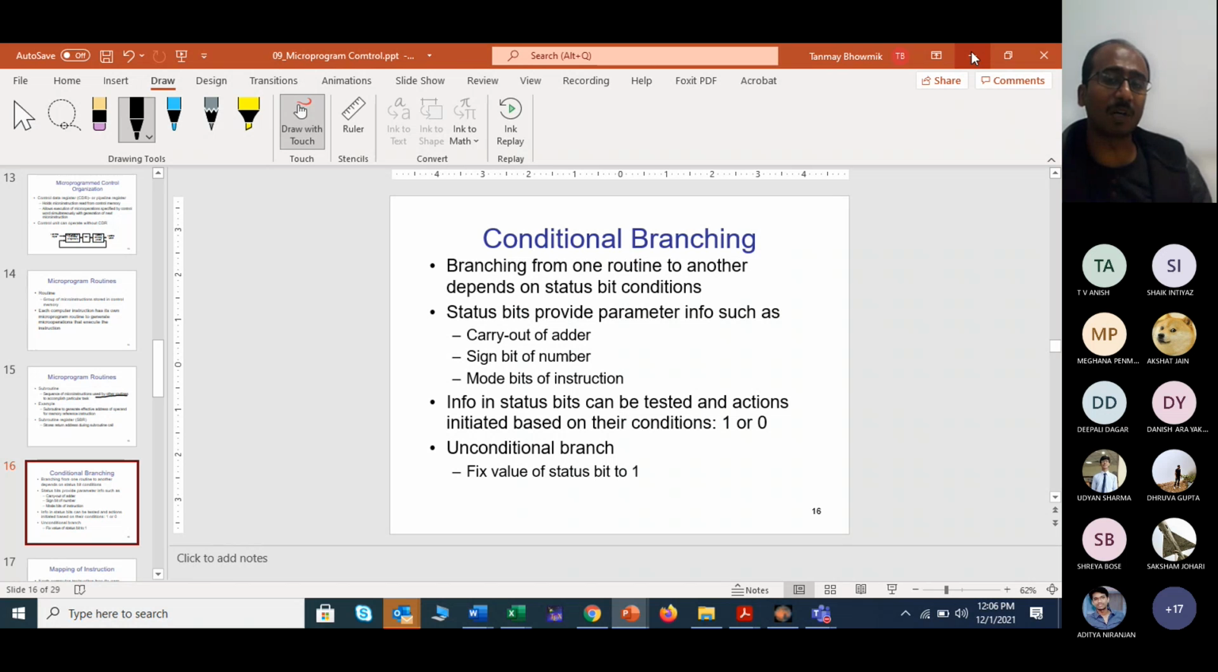So that means status bits provide parameter information such as carry out register, sign bit register, and mode bits of instruction. So everything we have done till now. Now, this information and status bits can be tested and actions initiated based on their conditions, 1 or 0. So it is quite common that if your status bit is 1, that means your condition has been satisfied, and if it is not satisfied, the status bit is 0. That means your condition is not satisfied, so you will take the other way. This kind of thing is very common, right?